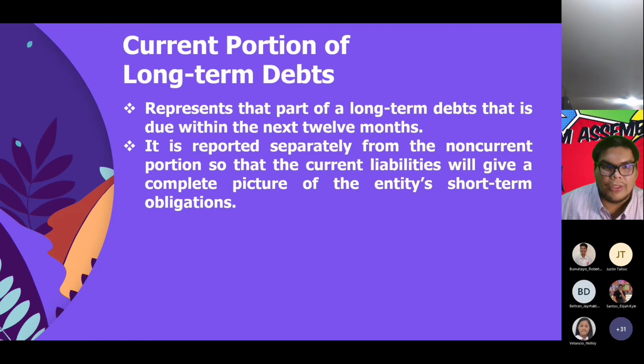And current portion of long-term debts, they represent the part of a long-term debt. Let's say ang utang mo is 10 years to pay. Yung first year, yun po yung current portion. It is reported separately from the non-current portion, kasi ang ating balance sheet, merong current and non-current portion. Kaya po, pinag-ihiwalay natin.